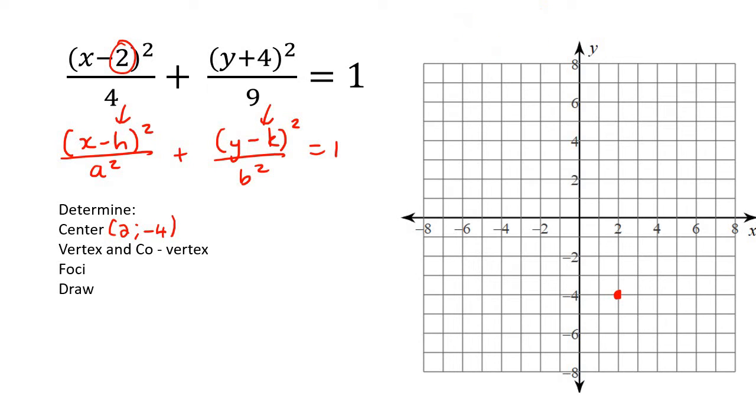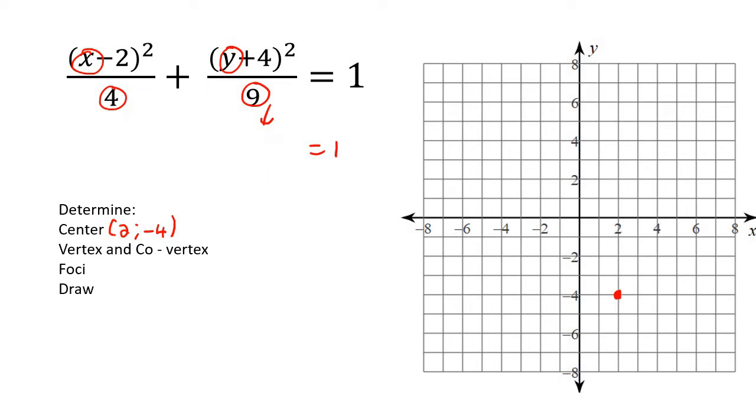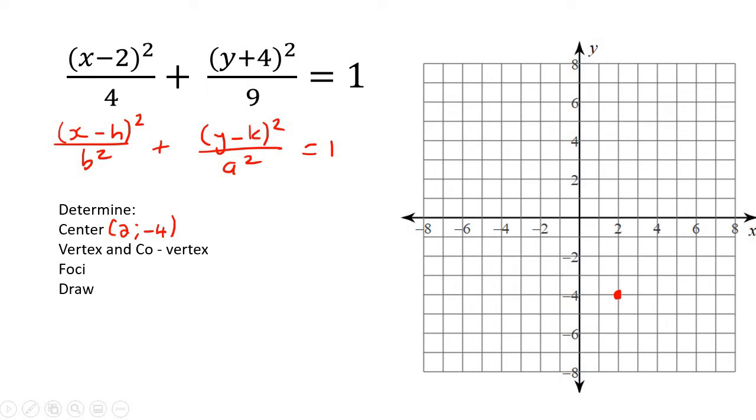The next thing I want us to identify is whether this is going to be a horizontal, which goes like this, or a vertical, which goes like that. The way that you do that is you look at the x, and that goes with 4. Then you look at the y, that goes with 9. So the bigger number is with the y. So that means that this is going to be a vertical. So in actual fact, this equation, the basic equation, would have a b squared for that one, and then the a squared for that one, for those of you that are very technical. So we're going to have an ellipse that's longer in the vertical direction.